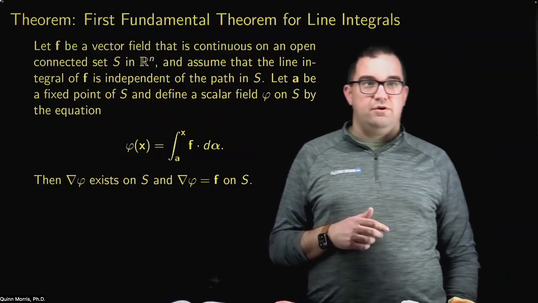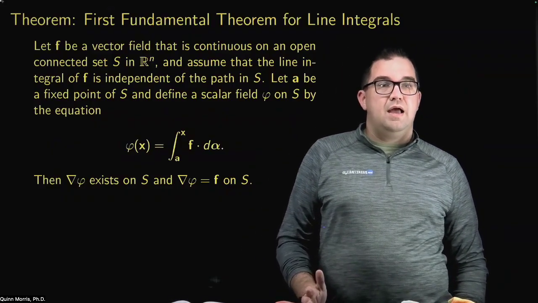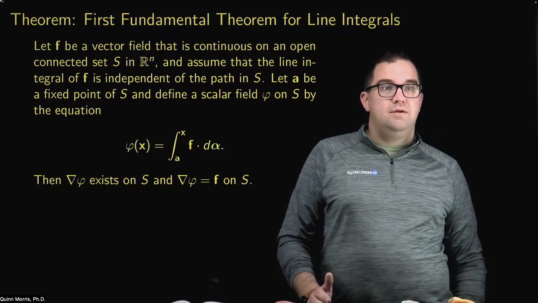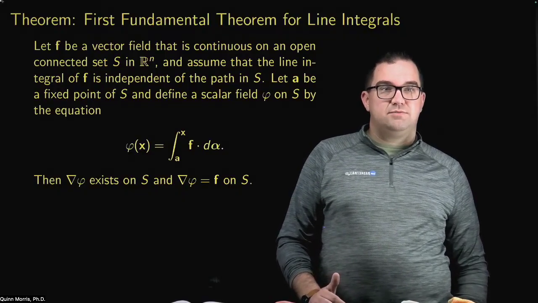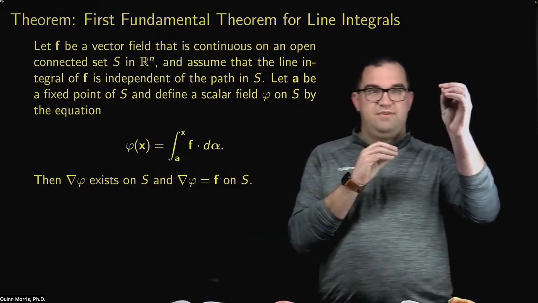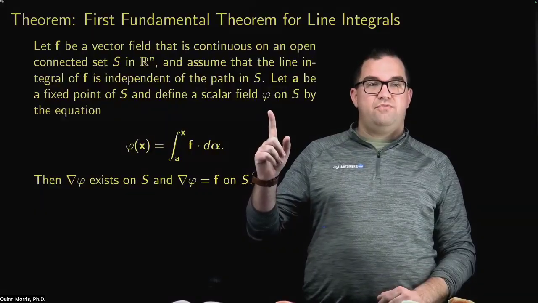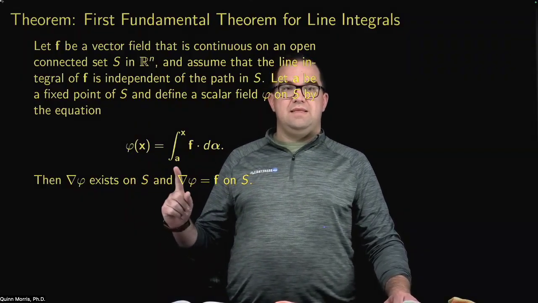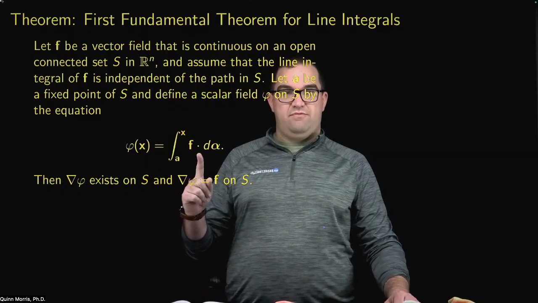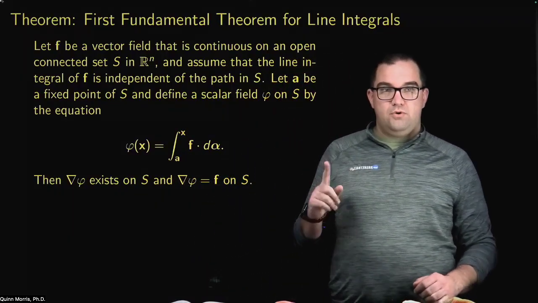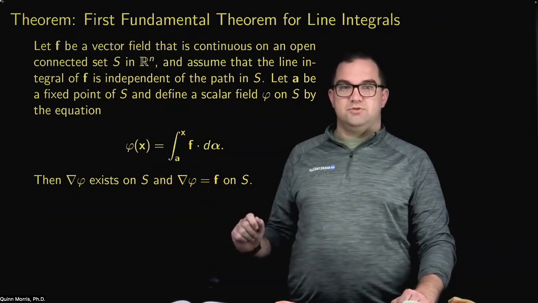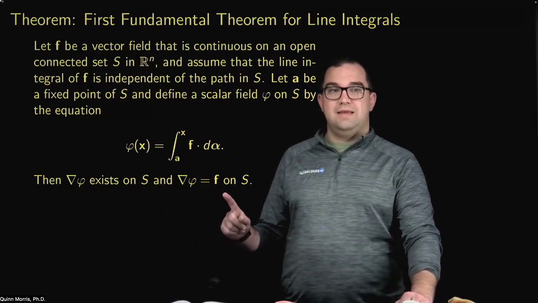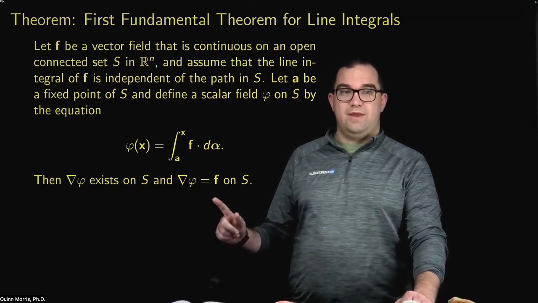This says, let f be a vector field that's continuous on an open connected set S, and assume that the line integral of f is independent of the path in S. Then let a be a fixed point of S. I'm going to define a scalar field psi on S by defining psi of x to be the line integral from a to x of f dot d alpha. Then the conclusion is that if we define psi in this way, the gradient of psi exists. And not only that, the gradient of psi is just f, the vector field f.